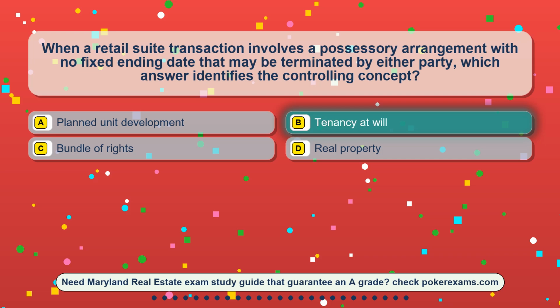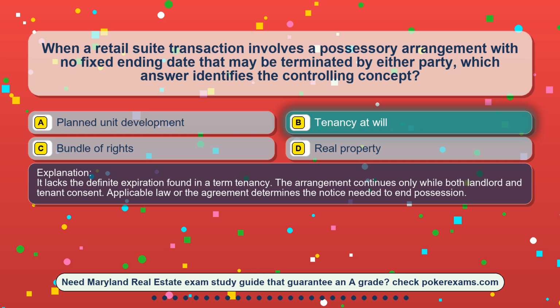The correct answer is option B, tenancy at will. It lacks the definite expiration found in a term tenancy. The arrangement continues only while both landlord and tenant consent. Applicable law or the agreement determines the notice needed to end possession.